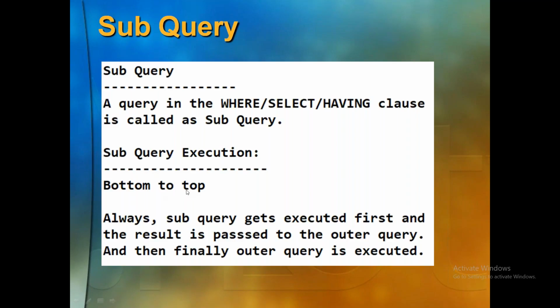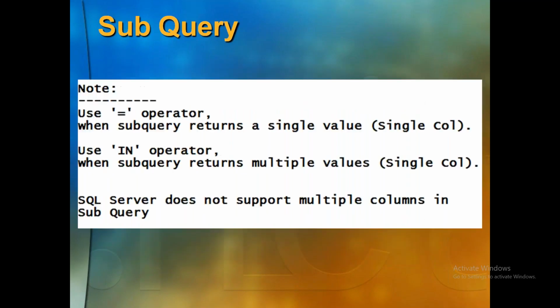First, the subquery will get executed, then it is going to substitute the data there, and later the outer query will get executed. So bottom to top is the execution. Always the subquery gets executed first, and the result set is passed to the outer query, and then finally the outer query is executed. Clear? So this is very, very important.